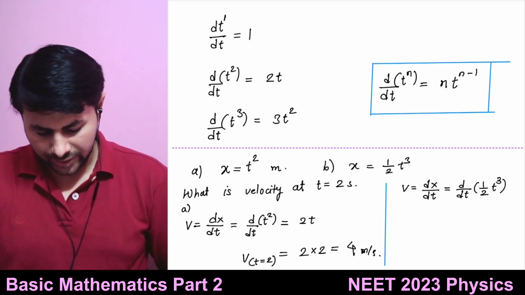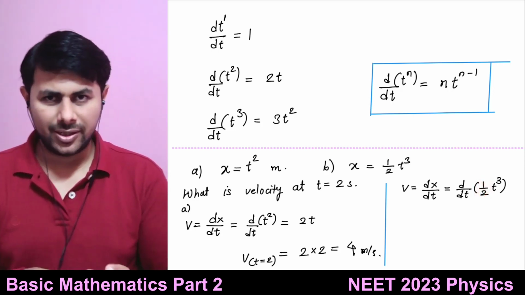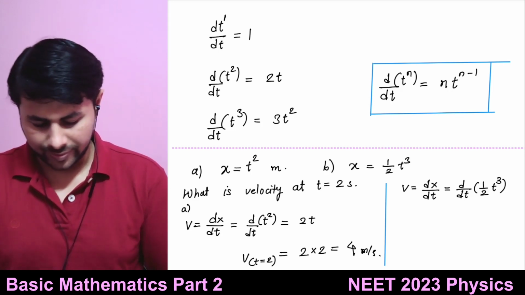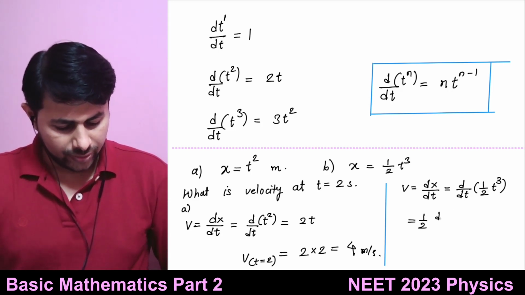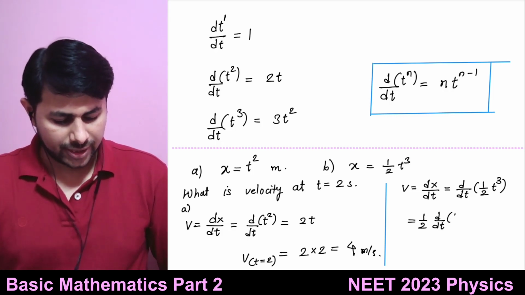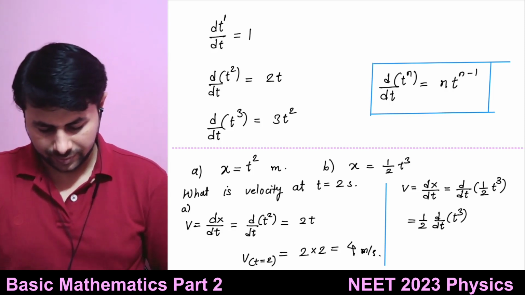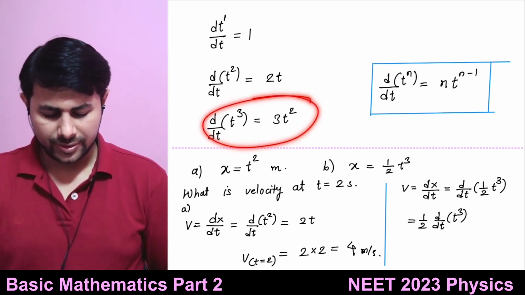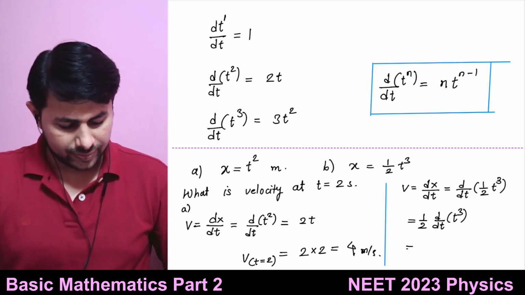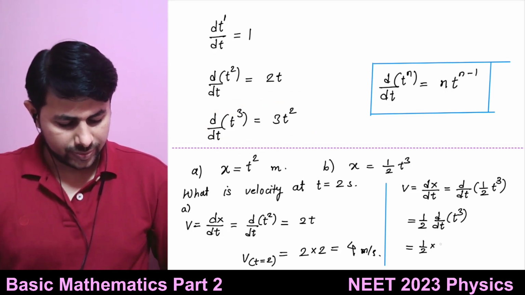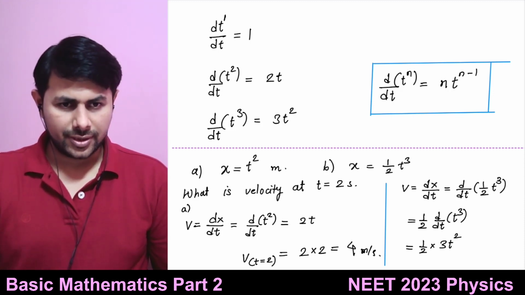You can take this half outside. It's a constant, just a multiple, so you can take it outside of the derivative. Then you have d by dt, that means the derivative of t cube. And you know now what that is: 3t square. So it is half of 3t square.